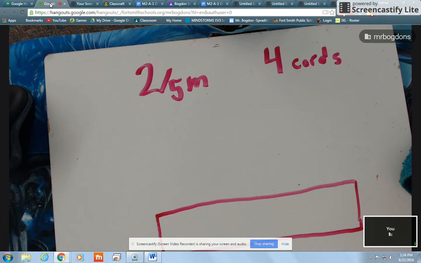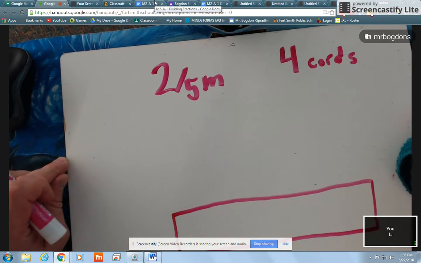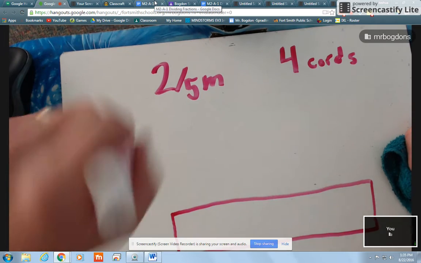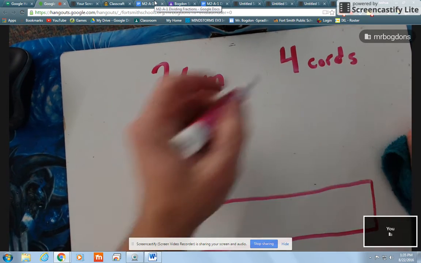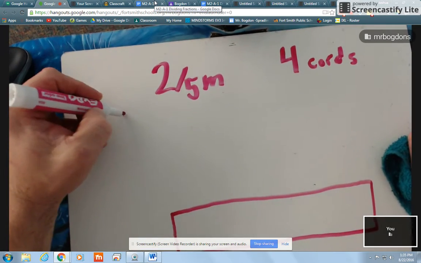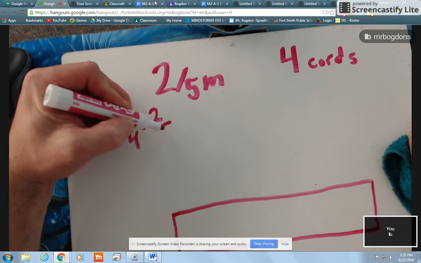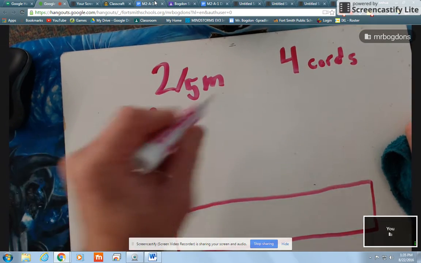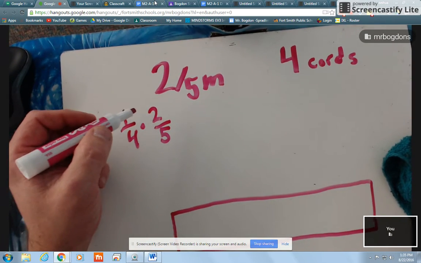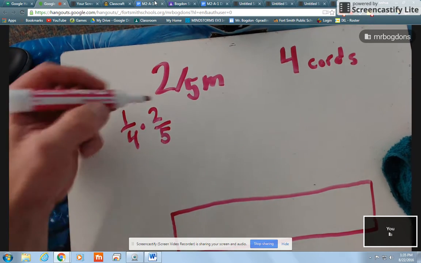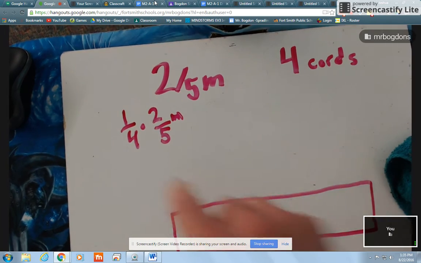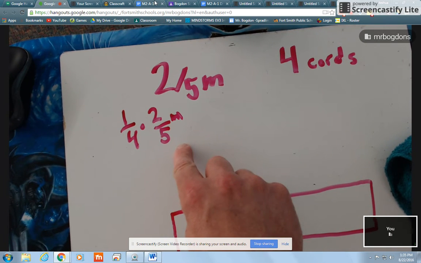Did anyone write a multiplication sentence that can show what's going on in this situation? Ozil? You said 2/5 times 1/4? Yeah. Okay. I'm going to do what I did earlier and go ahead and flip that around. I'm going to say 1/4 of 2/5. Really, what you said is exactly the same too. It's just easier to think of for some people. I guess it's easier for me to think about it that way. Okay, so I'm taking 1/4 of 2/5 meters.